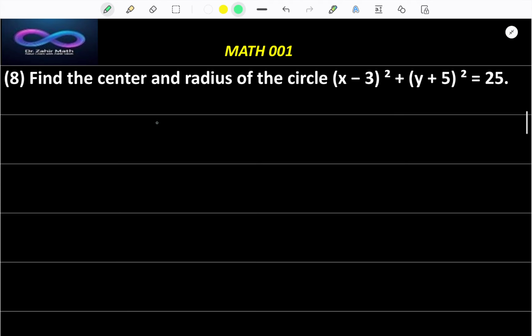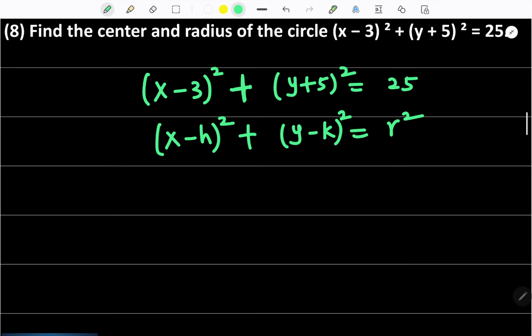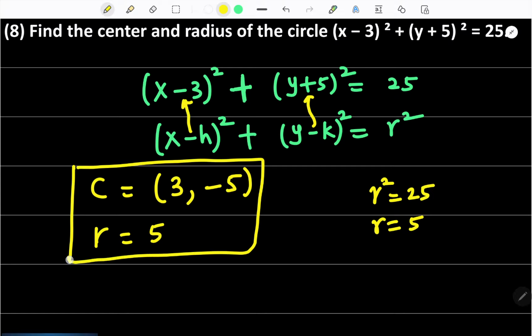Next question. Find the center and radius of the circle. x minus 3 the whole square plus y plus 5 the whole square, right? Which is equal to 25. So I'm writing the general form x minus h the whole square, y minus k the whole square is equal to what? r square. You have to memorize everything. Now just compare. We are going to write what? Center and radius, right? Check if it is minus. Yes, then you write the same number. If it is minus, no, so reverse it. Minus 5. So r square is equal to what? 25. So what is r equal to? 5. So we are going to write center is 3 comma minus 5 and radius is equal to 5.